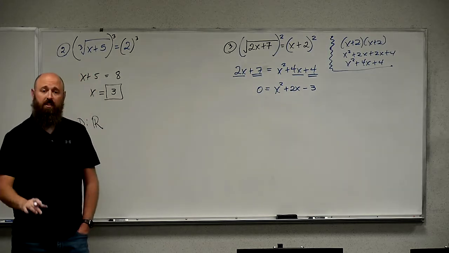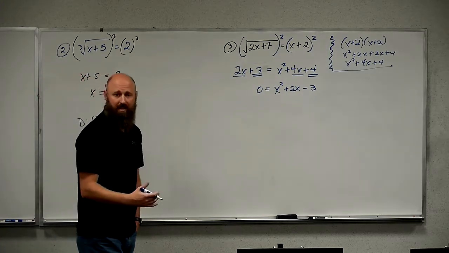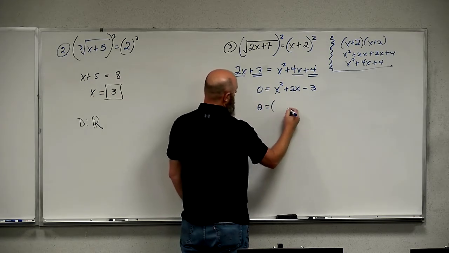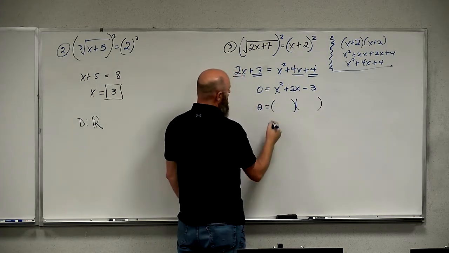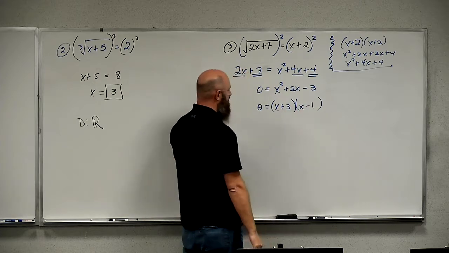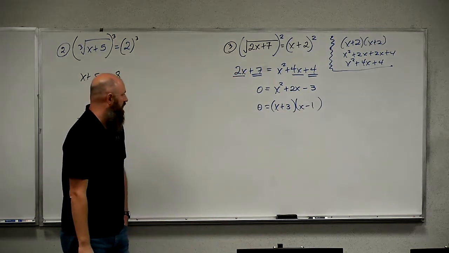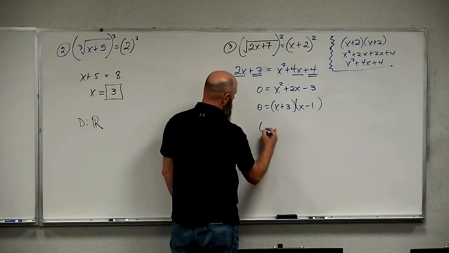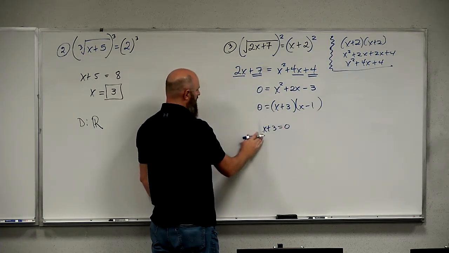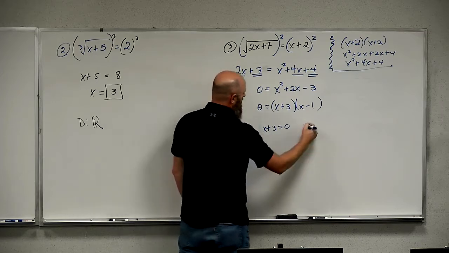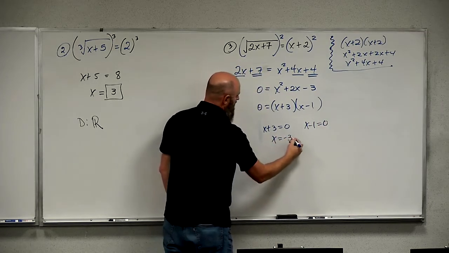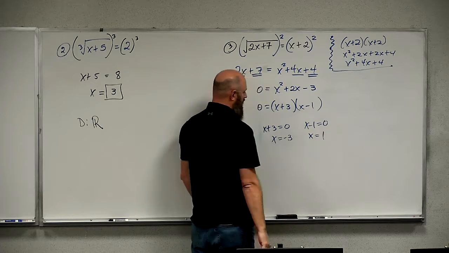Because we've moved those things off that side, we want it to equal 0, because that's what we need in order to factor and solve. So 0 equals, we do our parentheses, and we're going to get x plus 3 and x minus 1. Well, that means that we can do x plus 3 equals 0, and then x minus 1 equals 0. So we solve, we get x equals negative 3 and x equals 1.